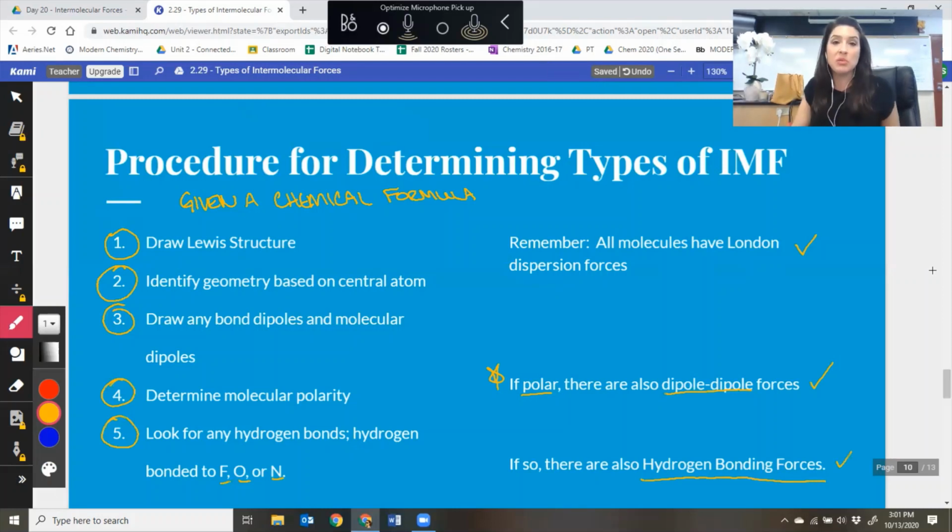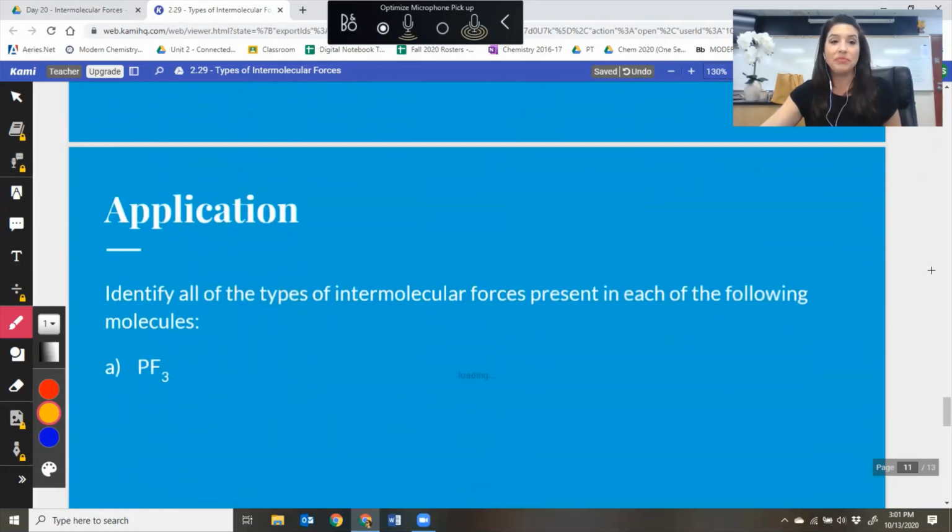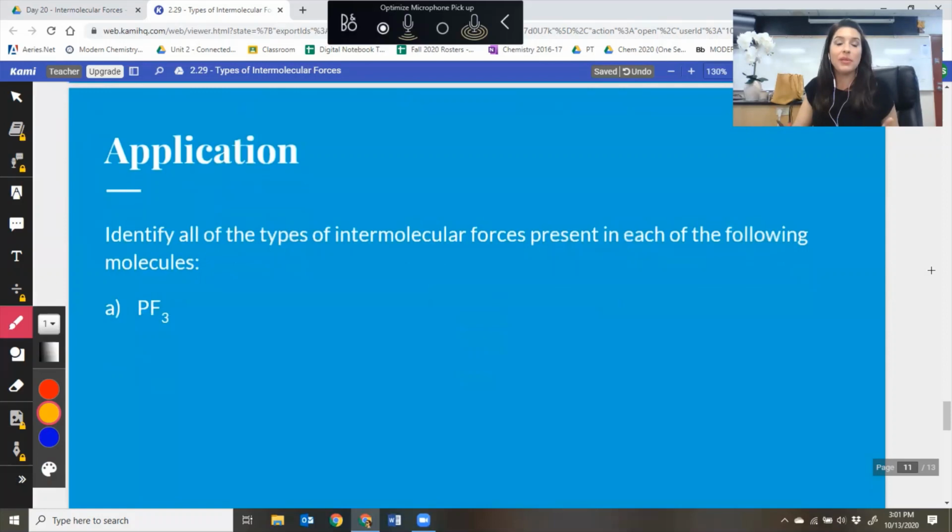So let's use this procedure to actually start drawing Lewis structures and make some predictions about the intermolecular forces that are present in a couple different types of molecules. All right, let's start with this first molecule. I have phosphorus bonded to 3 fluorines. My phosphorus has 1, 2, 3, 4, 5 valence electrons, and each fluorine has 7.